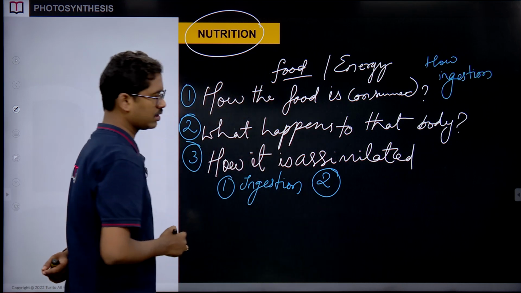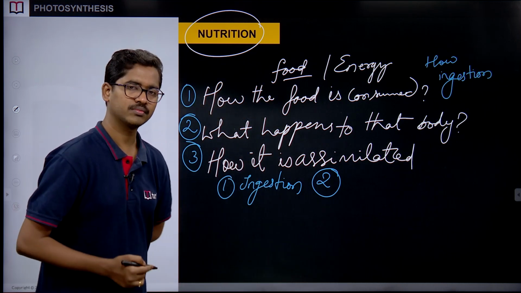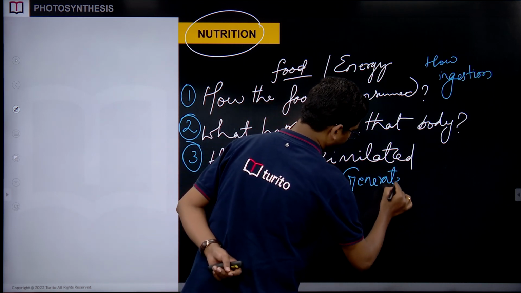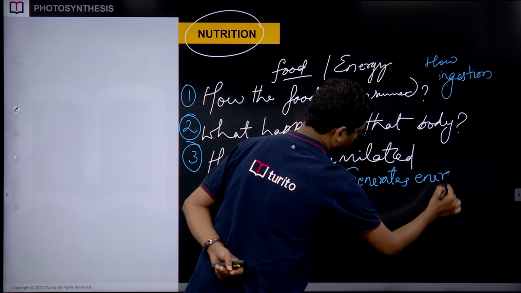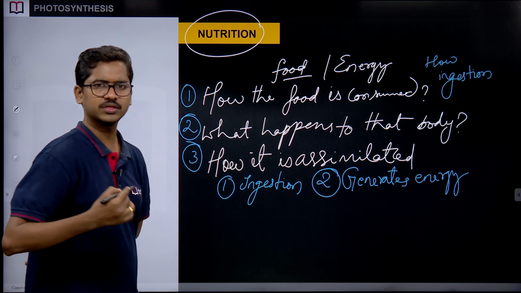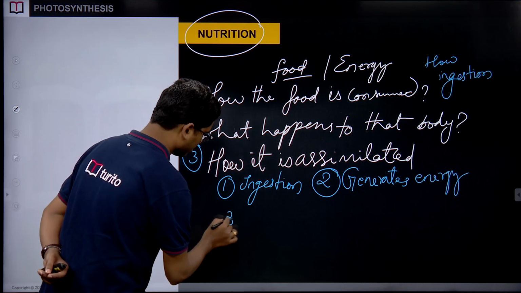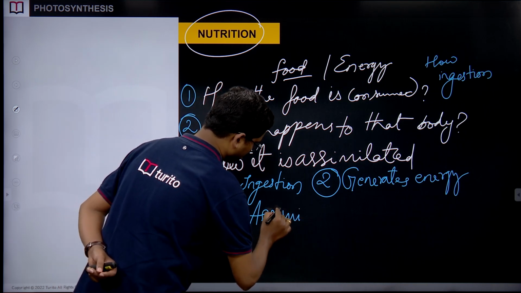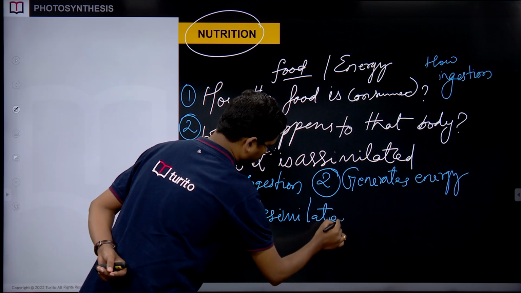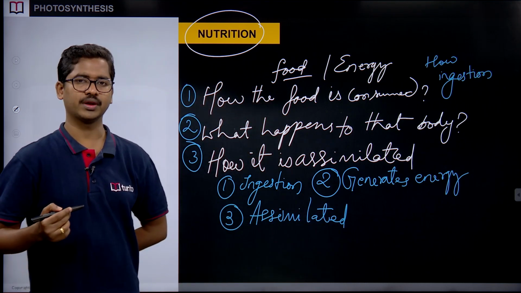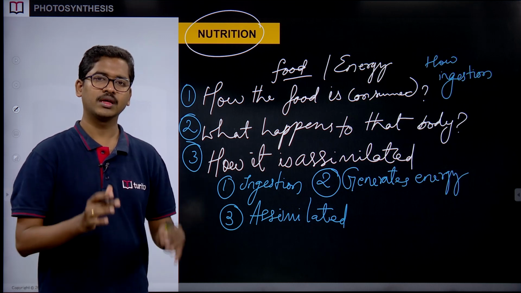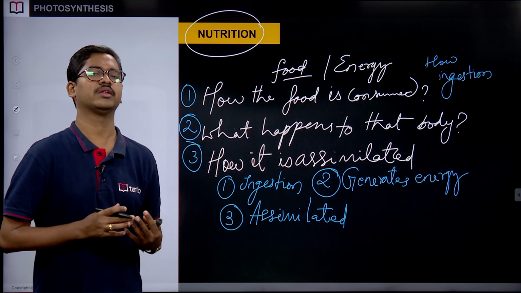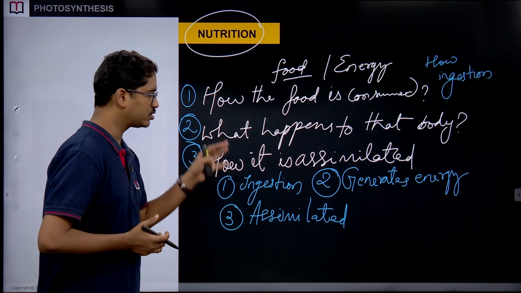The second thing to understand is what happens to your ingested food. Well, when you ingest food, it generates energy. Thirdly, the energy that you have generated is assimilated. In other words, the generated energy is to be used by the body, and how it is used is more important. That differs for different organisms. This is in short about nutrition.